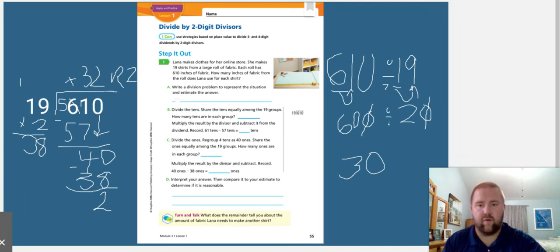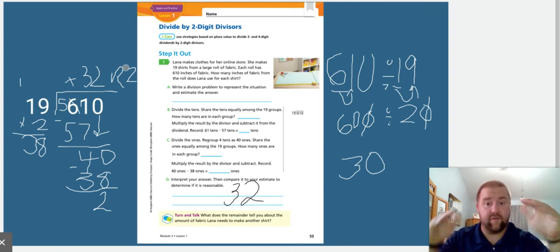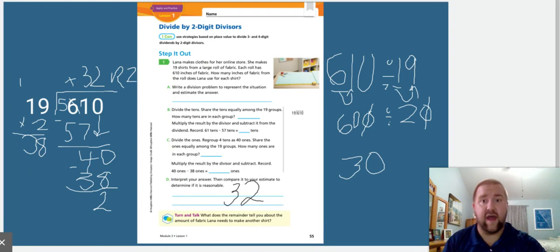So for part B, this is all just the steps for us to go through and solve the problem. When we get down here and we see that our answer is 32 remainder 2, it says to interpret your answer, then compare it to your estimate to determine if your answer is reasonable. Our answer was 32 with a remainder of 2. The question they're asking is how many inches of fabric from the roll does Lana use? She can't use a remainder, guys, in this problem. So the answer would be you use 32 inches for each shirt. The remainder in this problem is how much is extra, how much is left over. We're not worried about how much is left over, and we will get to that in a later lesson.